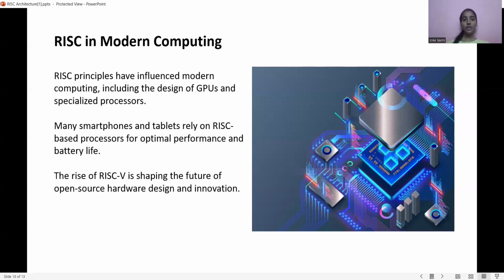RISC in modern computing. How is RISC used in modern computing? RISC principles have influenced modern computing, including the design of GPUs and specialized processors. Many smartphones and tablets rely on RISC-based processors for optimal performance and battery life. The rise of RISC is shaping the future of open source hardware design and innovation.